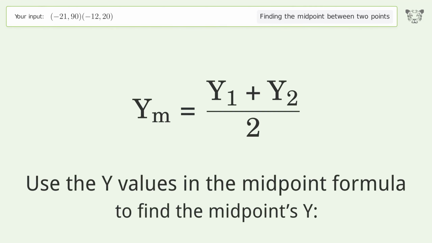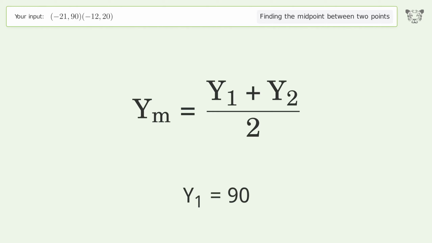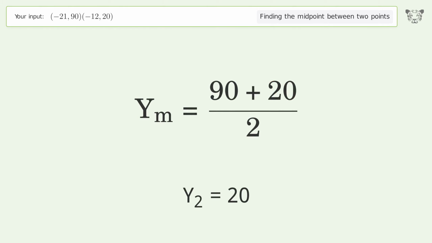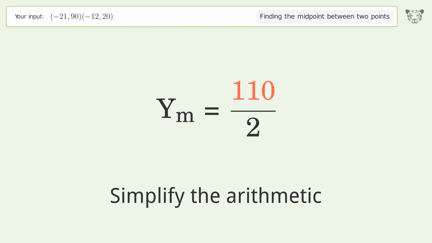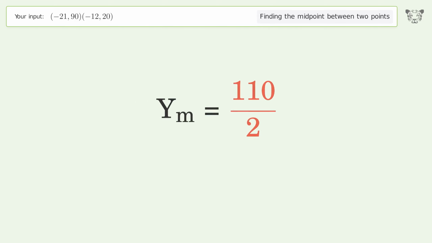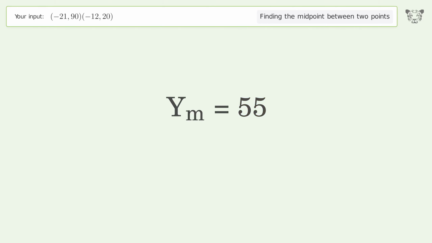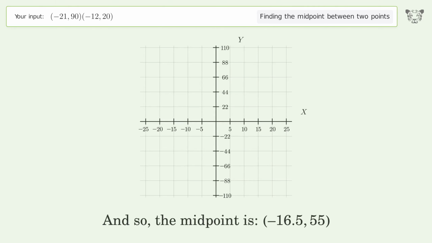Use the y values in the midpoint formula to find the midpoint's y. y1 equals 90. y2 equals 20. Simplify the arithmetic. And so, the midpoint is negative 16.555.